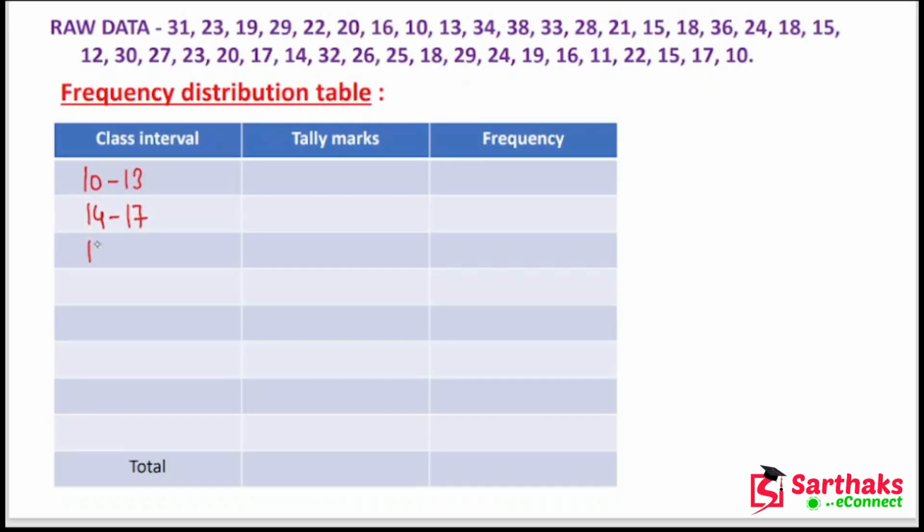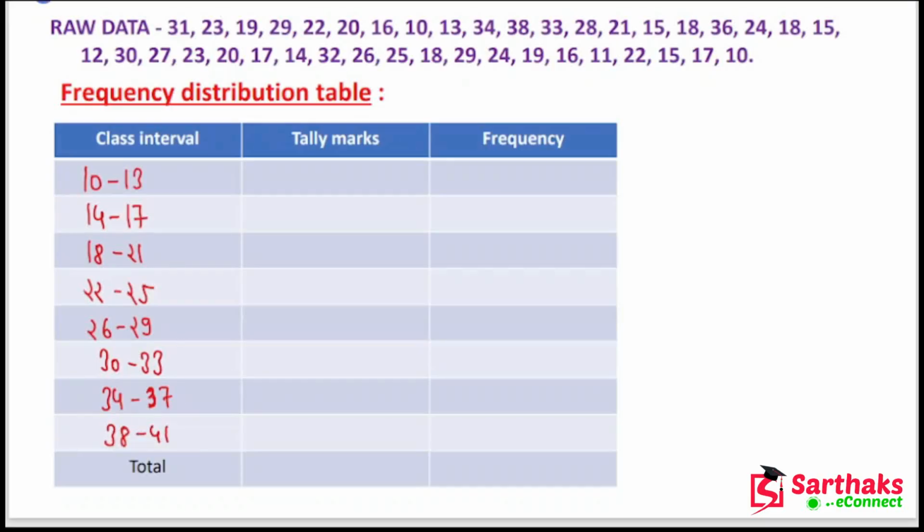The third interval will start from 18 to 21. Then the fourth interval will be 22 to 25. The fifth interval would be 26 to 29, and the sixth interval would start from 30 and end at 33, and then we will have 34 to 37. Clearly the seventh interval is not including 38, right? And the last interval will be 38 to 41.